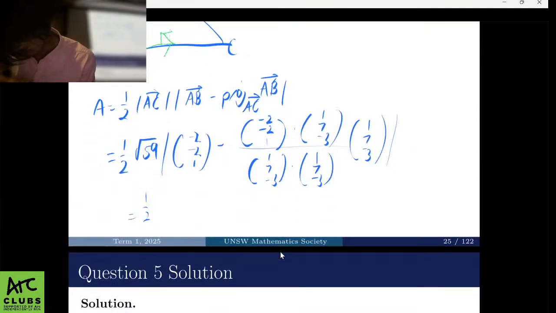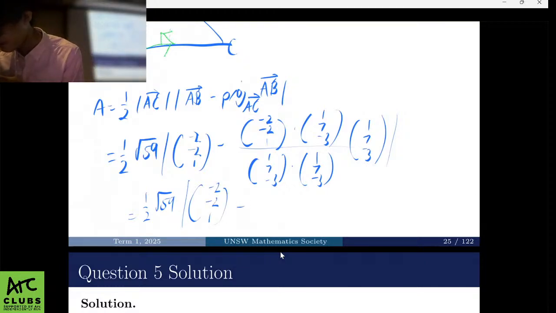And then AB minus the projection of AB onto AC. So AB being minus 2, 1, and then we subtract the projection: minus 2, 1 dot 1, 7, minus 3, over 1, 7, minus 3 dot 1, 7, minus 3, using the projection formula. And so if we compute all of this, we get half root 59 times this vector, minus, let's see, quick math, minus 2, 19 on 59, 1, 7, minus 3.